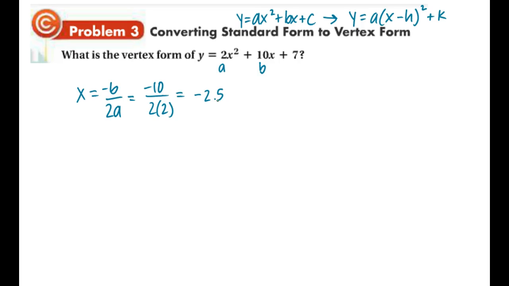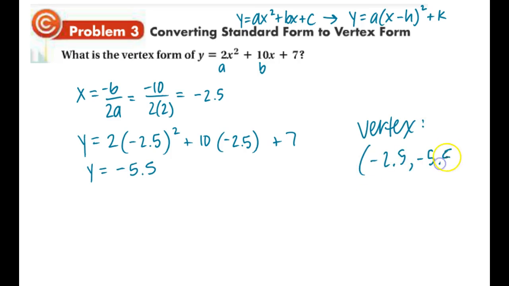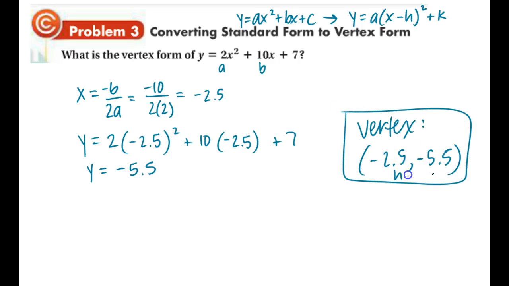And then hopefully you recall from earlier that the way that you find the y-coordinate of the vertex is you just plug the x-coordinate in for the equation. So y equals 2 times (-2.5) squared plus 10 times -2.5 plus 7. And make sure you're using parentheses, especially when you have negatives involved. So when you multiply all that out, you should get y equals -5.5. So that means our vertex coordinate is (-2.5, -5.5). And I want to label right below that h, k.